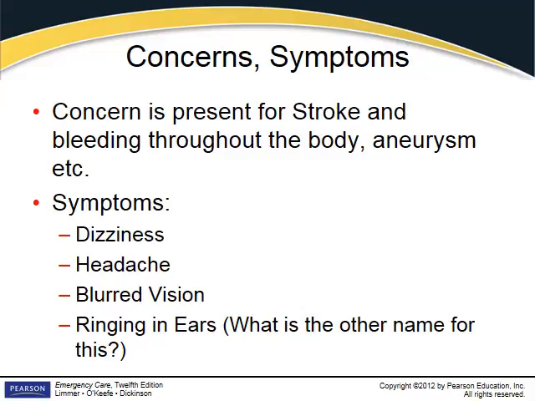Our symptoms of this are generally going to be dizziness, headaches, blurred vision, ringing in the ears, or tinnitus, nosebleeds, stuff like that. Nosebleeds without cause. You need to be on the eye, that blood pressure.